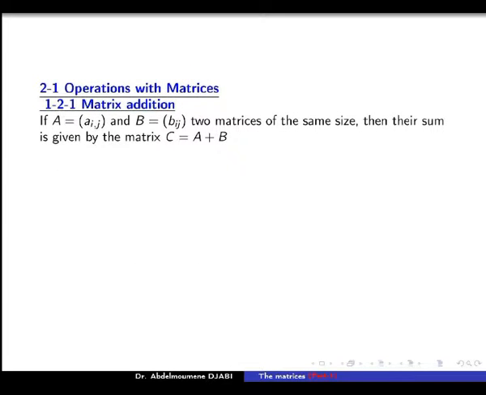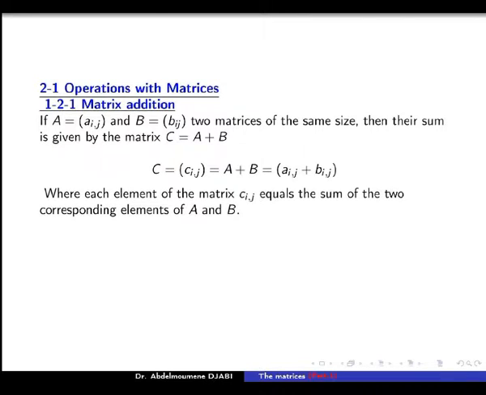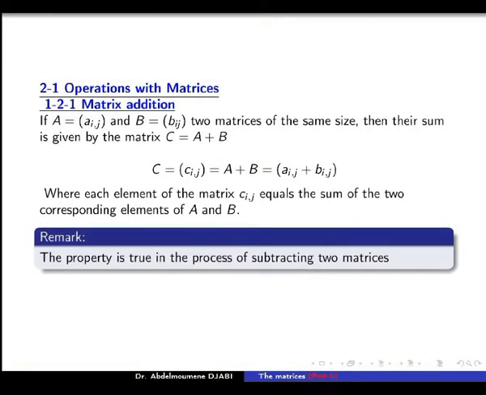For the matrix addition, we can add two matrices of the same size, and the sum is a matrix. Its elements are the sum of the corresponding elements in the same position. These properties are also true for subtraction, by subtracting corresponding elements.